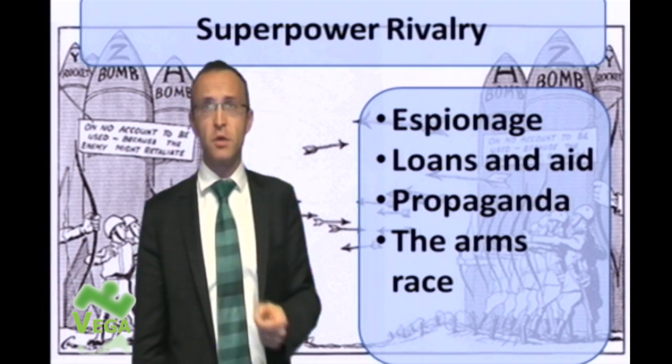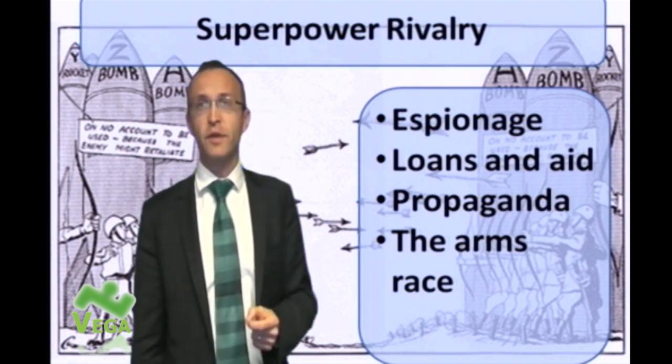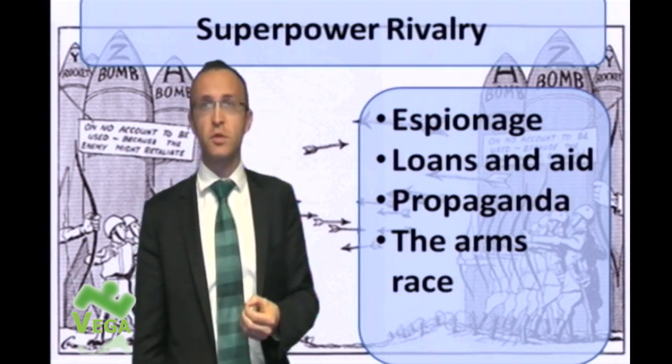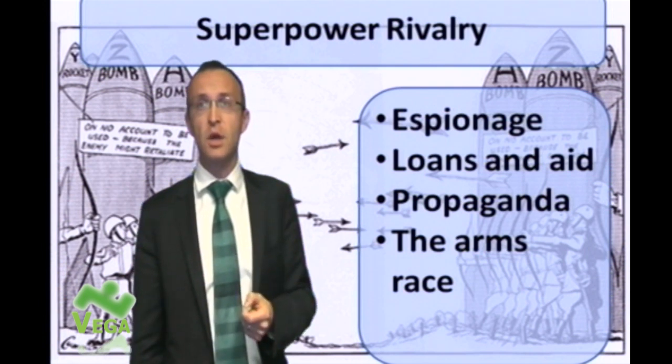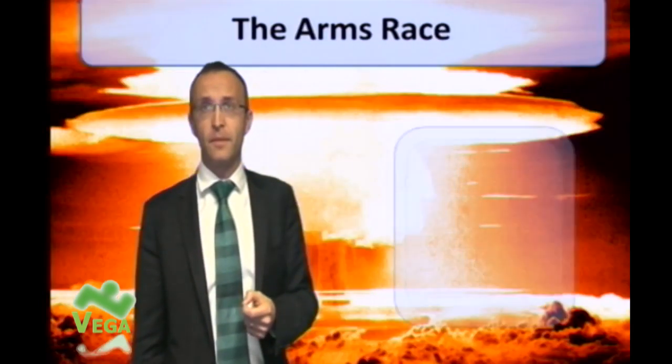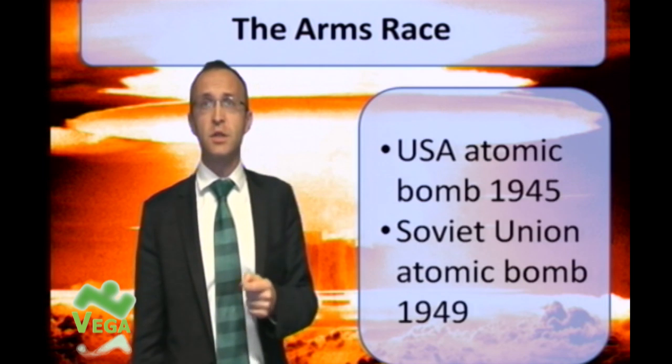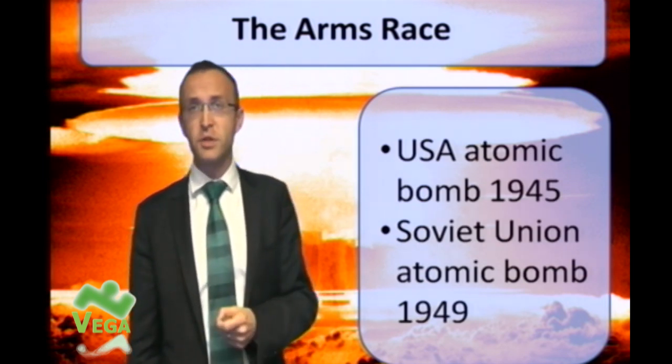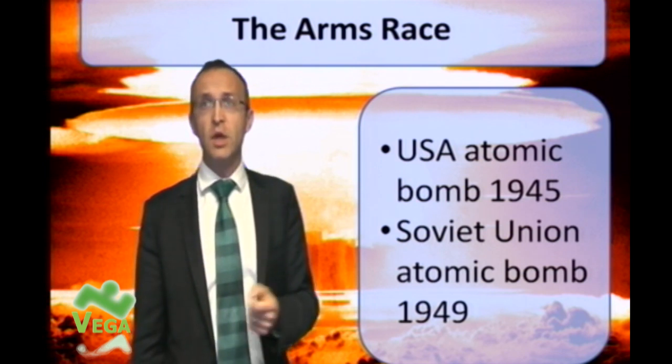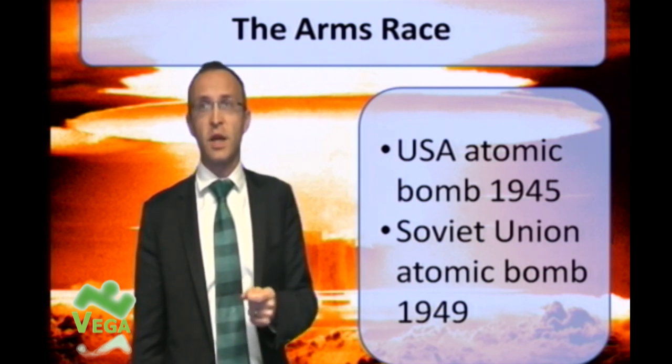But by far the most important way in which the Cold War developed, by far the most important source of tension between the two superpowers, was the arms race. The arms race consisted of competition to develop both conventional and also nuclear weapons. The USA became the first nuclear power in human history in 1945 with its nuclear tests at Los Alamos.